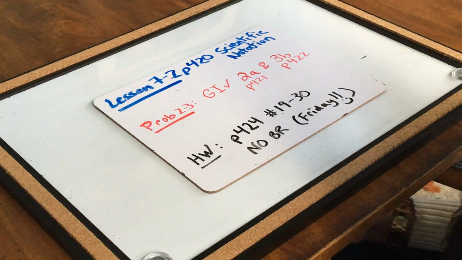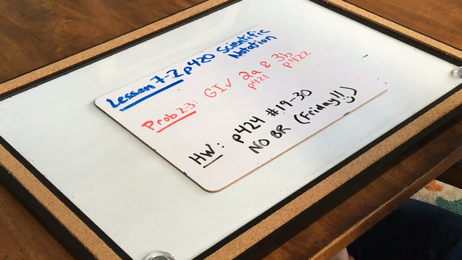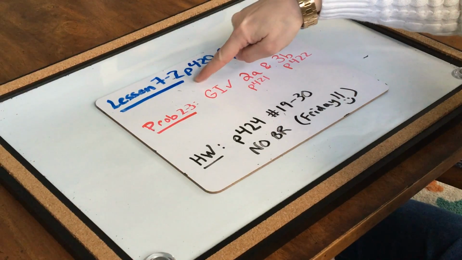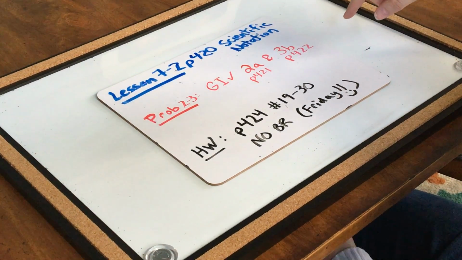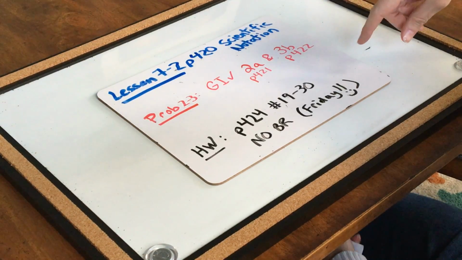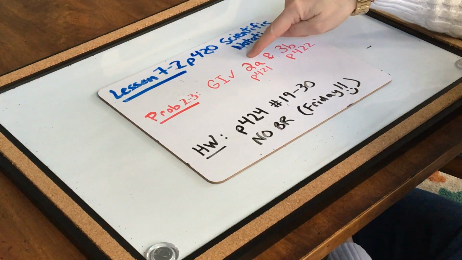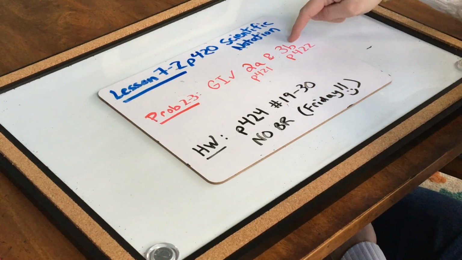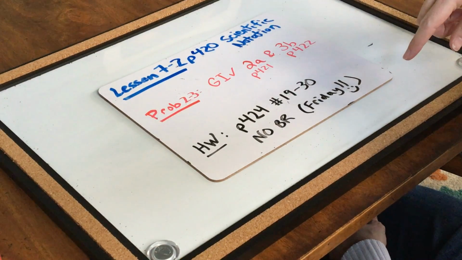It is March 20th. We have a review lesson today on scientific notation. So our lesson is going to be 7-2. It's on page 420 in your book. Today we're going to be doing two very quick got it checks, problems 2 and 3. Number 2A is on page 421 and 3B is on 422. So we'll do both of them. They should go very fast.